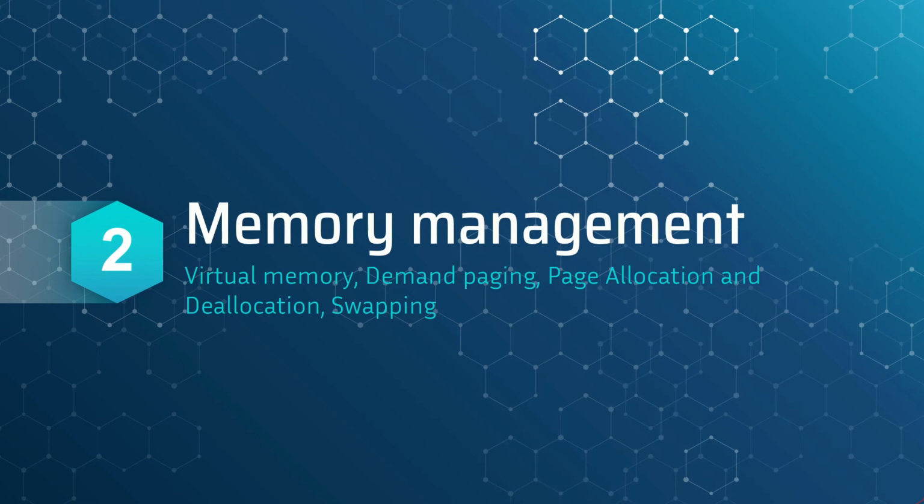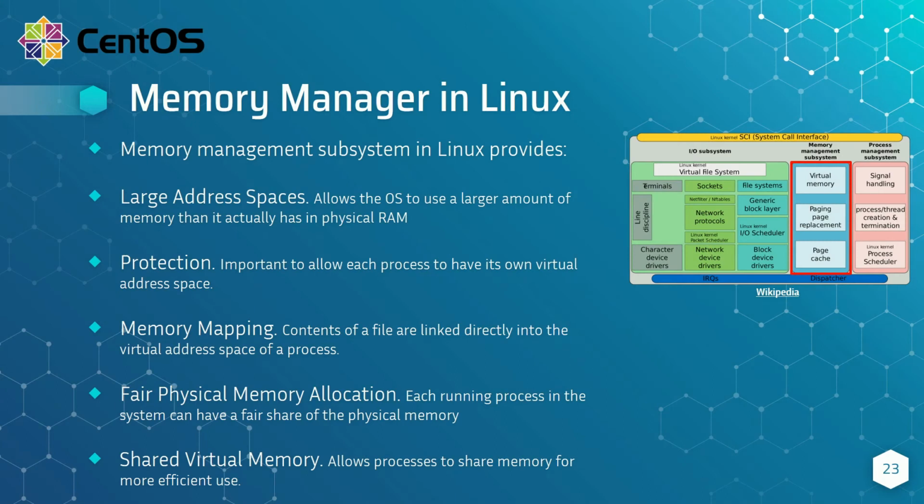The next topic we'll go over is memory management. Here's a quick overview of what the Memory Manager in Linux can do for us. It provides us with a large address space. This is what allows the OS to use a larger amount of memory than it actually has in physical RAM. It offers us protection because we want every process to have its own virtual address space. This is important because this way the code and the data are protected from rogue programs.